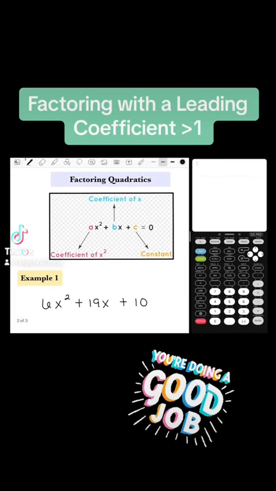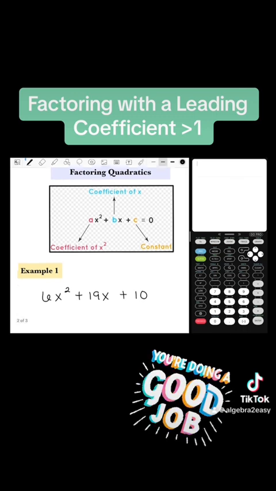Hey there, welcome back to our week on factoring. Today we're going to talk about how we factor a quadratic when the leading coefficient is greater than 1.